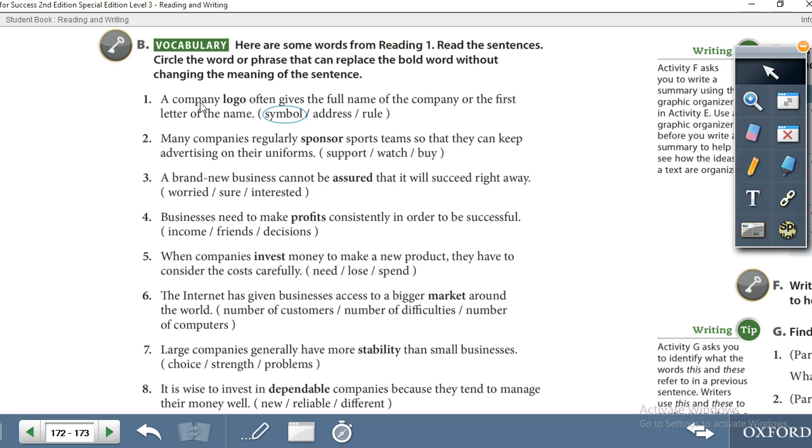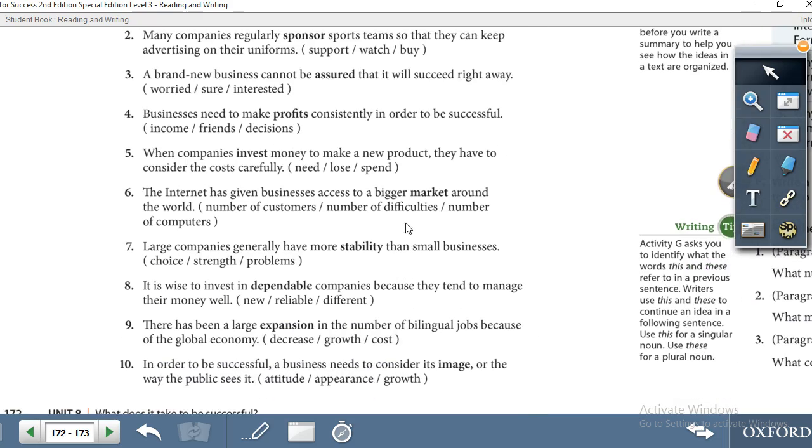So number 1, a company logo often gives the full name of the company or the first letter of the name. What are we talking about? We are talking about the symbol. So we have circled the symbol. Number 2, many companies regularly sponsor sports teams so that they can keep advertising on their uniforms. So what is your answer? You will circle the correct answer, right? And then you will do the same for each one up until number 10.